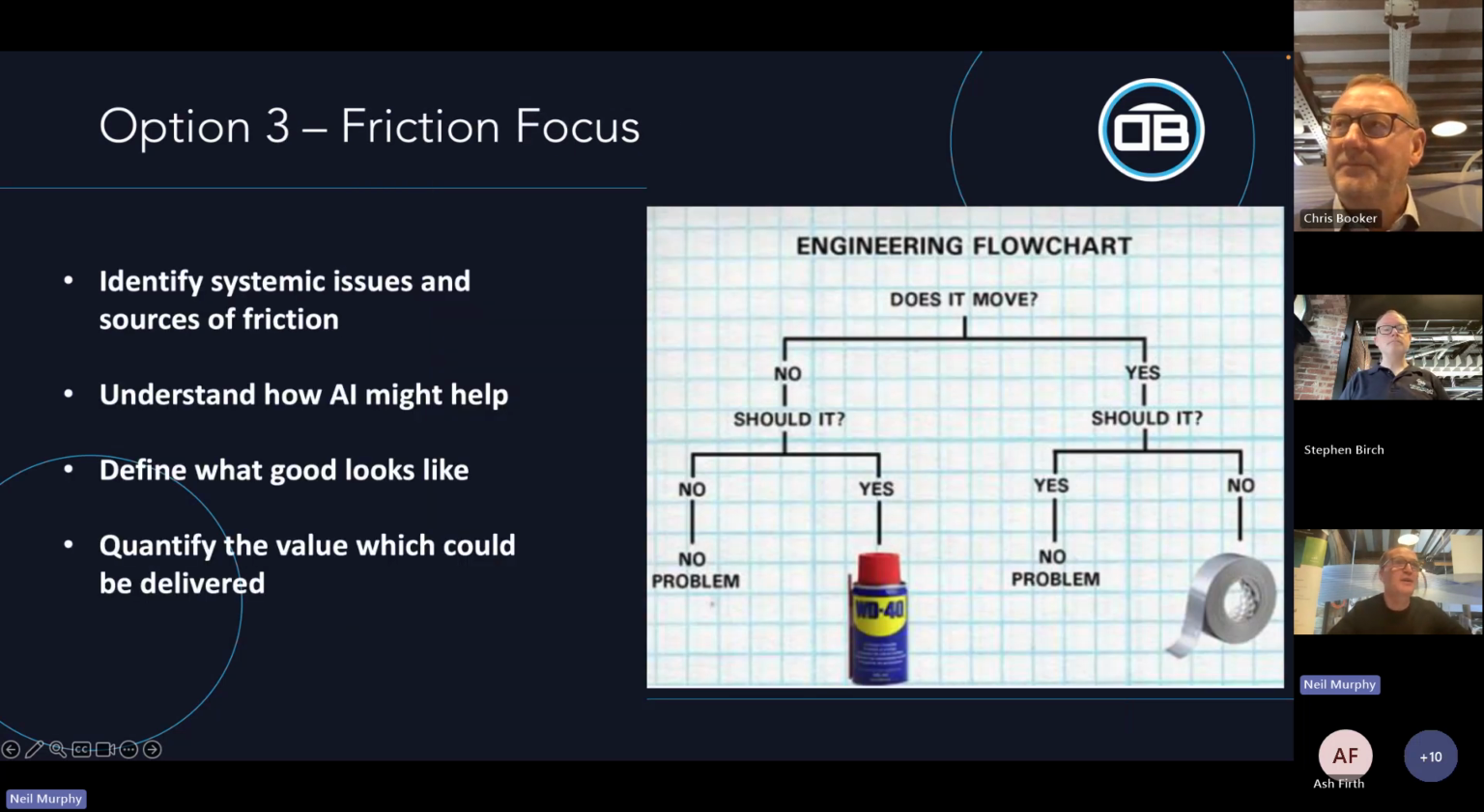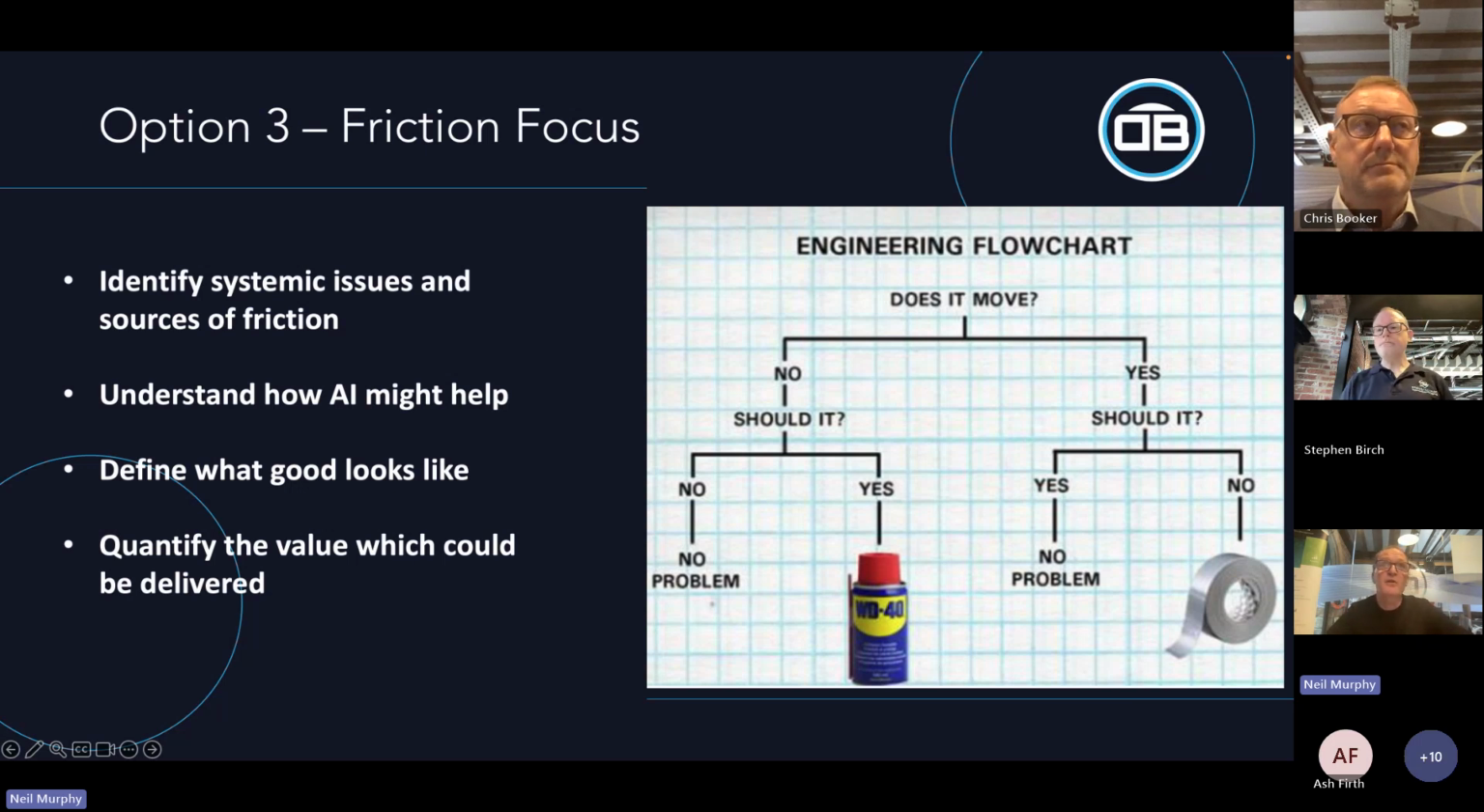But again, look, option 3 in terms of how you approach these things is what we're calling friction focus. So look, you're looking for systemic issues and sources of friction in your organization. You're trying to start with the why, understand how AI might help, and then define what good looks like. You want to get to the point where you can quantify the value that's going to be delivered, because that's really going to help put a business case together.